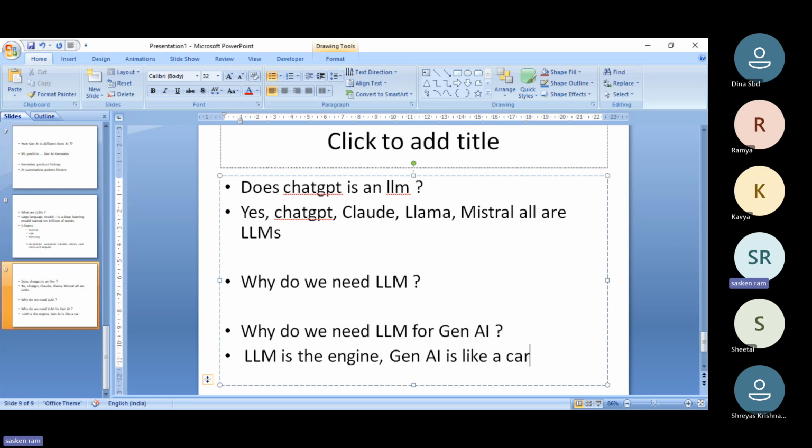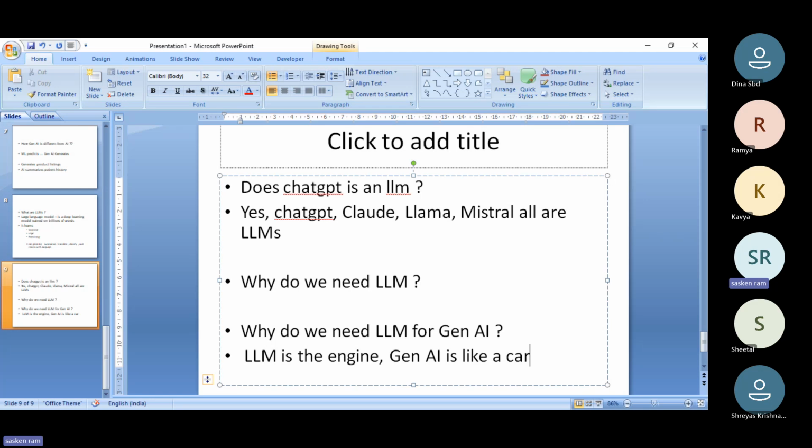The next question is how LLM is related to Gen AI. Same thing, right? LLM is the engine. Without an engine, can you drive a car? No, right? So Gen AI is a broader field. It includes generating text, image, audio, video, right? And LLMs are the text generation part of Gen AI. That's one way you should be knowing it. It's kind of a language department.